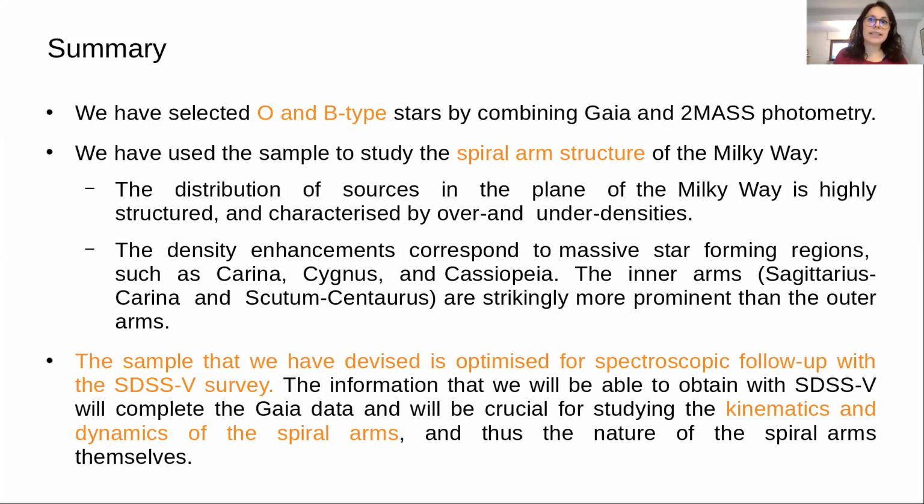I mentioned at the beginning that we are getting spectra of these sources in the context of the SDSS-5 survey, and the information from the SDSS-5 survey will be crucial because at this point we are only studying the space distribution of massive stars. We are not studying their kinematics and we're not even thinking of studying their dynamics. But with SDSS, such studies at least will finally be possible, and this will be of extremely high importance to understand the nature of the spiral arms.